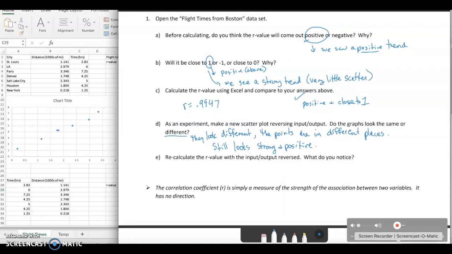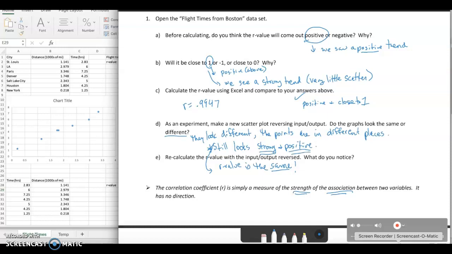So that's an interesting point because that basically matches with what we said here. The R value is the same. Okay, it didn't change. The R value is simply a measure of your strength and your association. So the strength we said was strong and the association was positive. So those two things don't change.